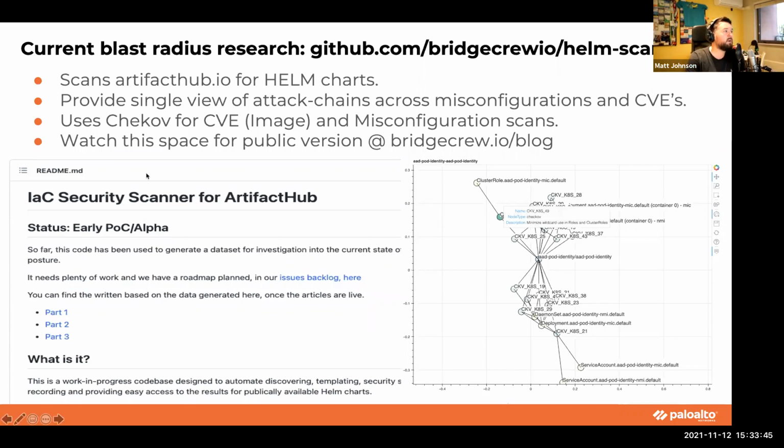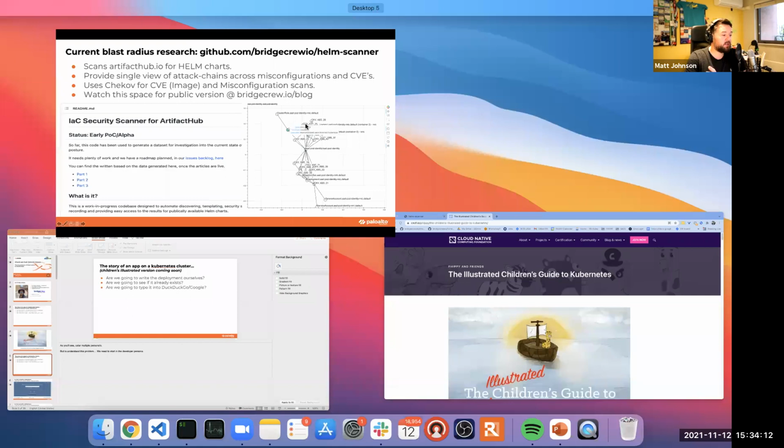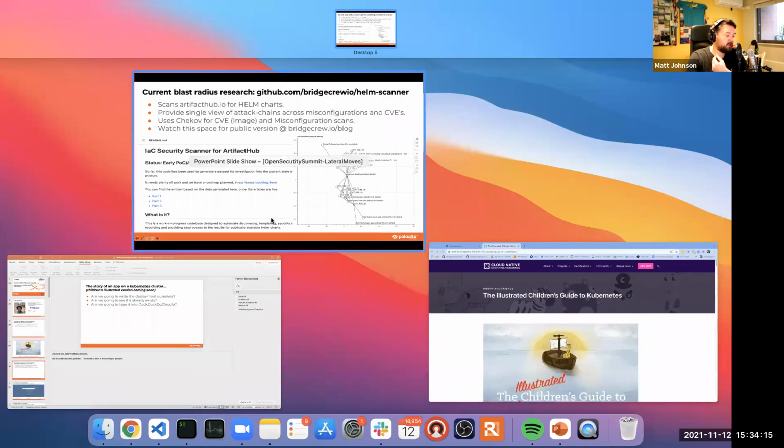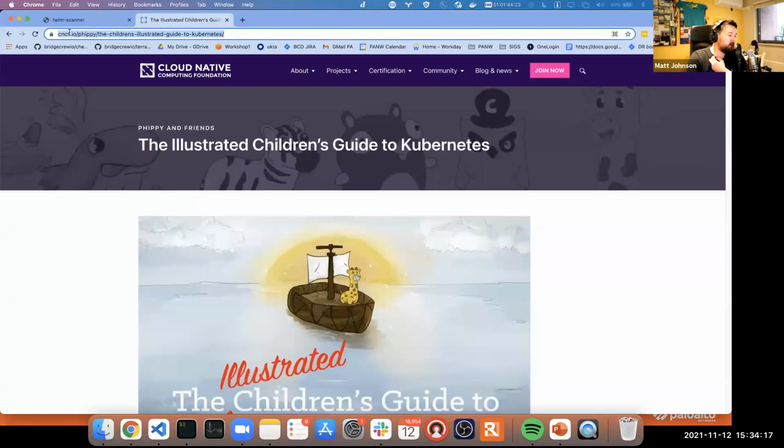So what we ended up with is this very hacky code base called Helmscanner. And I'm saying that fully knowing I wrote it, and it's very hacky. What it does is spit out these graphs, which we thought were the easiest way to, at a glance, look at CVEs and misconfigurations for a given Helm chart together. So for each Helm chart in Artifact Hub, and we've put these all online, by the way, let me find it.